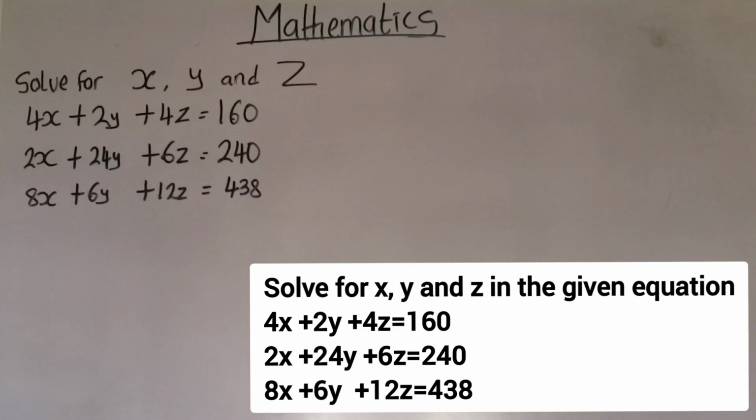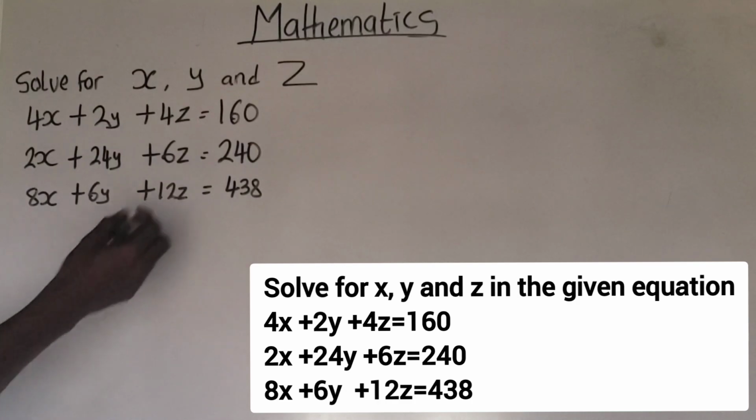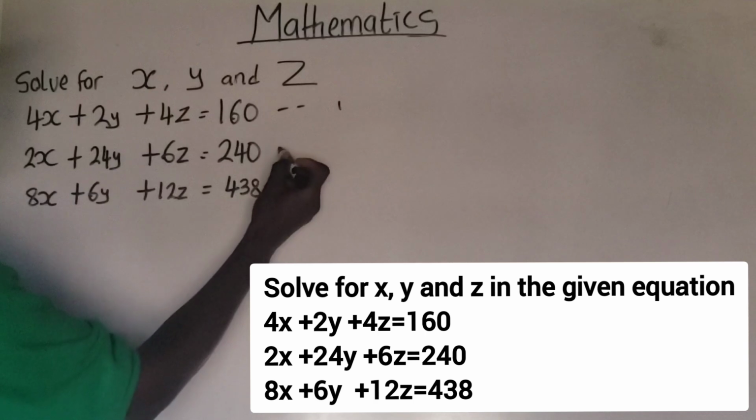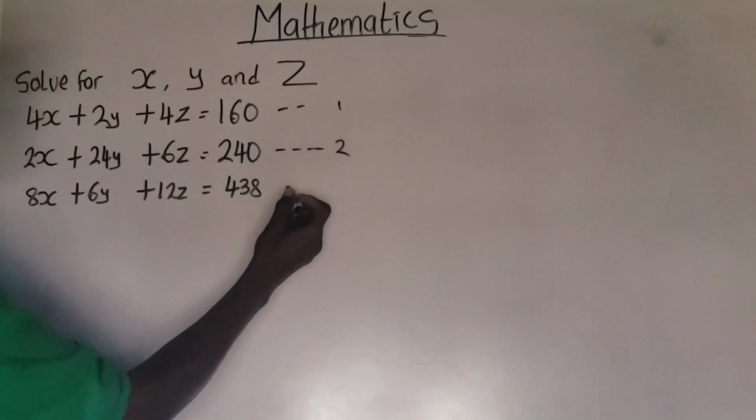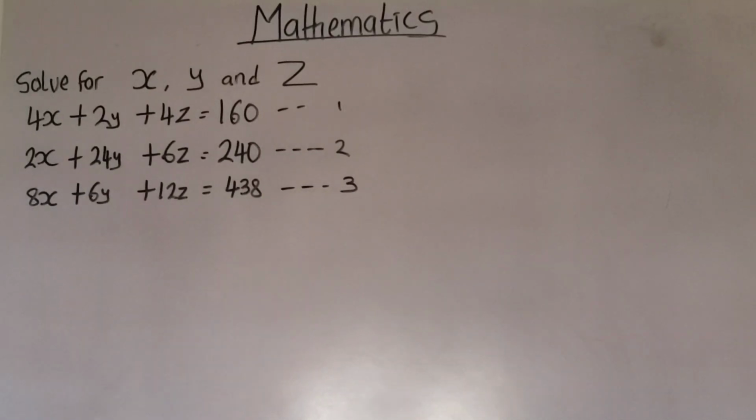In today's class, we're going to learn how to solve simultaneous equations involving three unknowns. We are asked to find the value of x, y, and z. The first step to solve this question is to identify your equations. The first equation here will be equation 1, the second equation will be equation 2, and the third equation will be equation 3. Now, I have identified my equations.